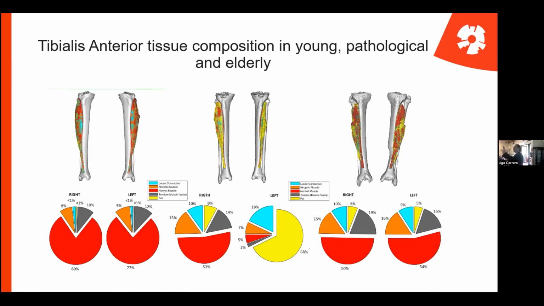And here we have tibialis anterioris from a healthy individual, from a pathological individual with unilateral degeneration, and from an elderly person. I think that was not you yet. That's you, Ugo, you are there on the left side. So this was a very nice proof of concept that gives the level of discrimination that from a computed tomography image you can get.